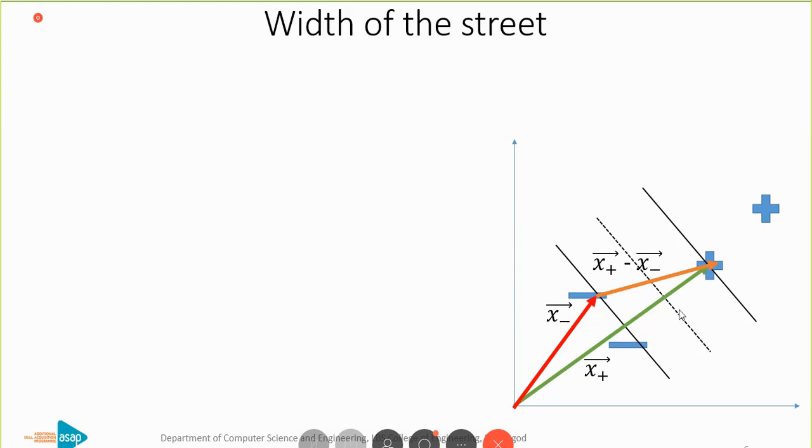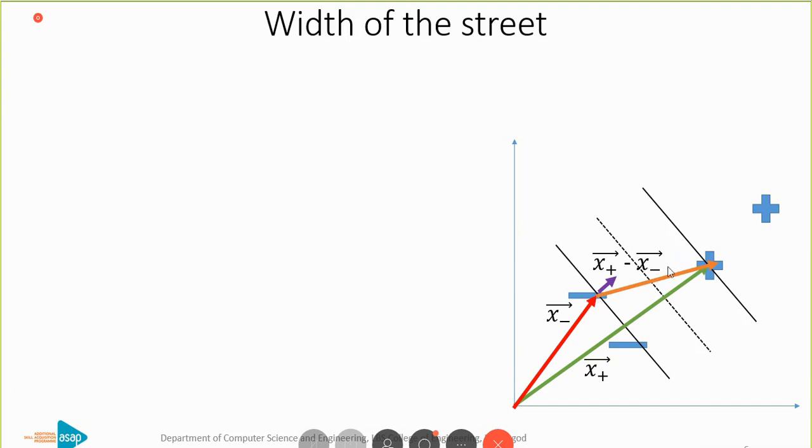Now you consider a unit normal in this direction. So this normal should be perpendicular to the median line. Now what I'm going to do? I need to know the width of the street. So what you can do? You can take the projection of this difference vector onto the unit vector. It is the difference vector you have. Take the projection of this difference vector onto the unit vector. So when you do that, you will be getting the width of the street.